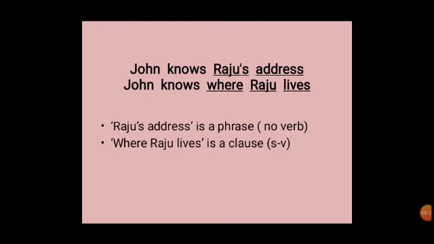Now can you identify the difference between these two? You may immediately ask me, ma'am, Raju is also found there in the phrase. But there is no finite verb. But in the second sentence, where Raju lives is a clause because there is a subject and a finite verb. Lives is a finite verb there, right?